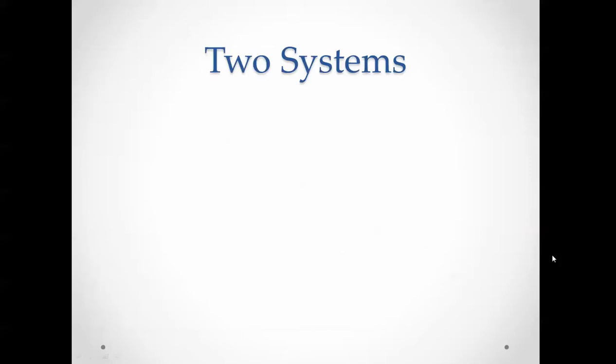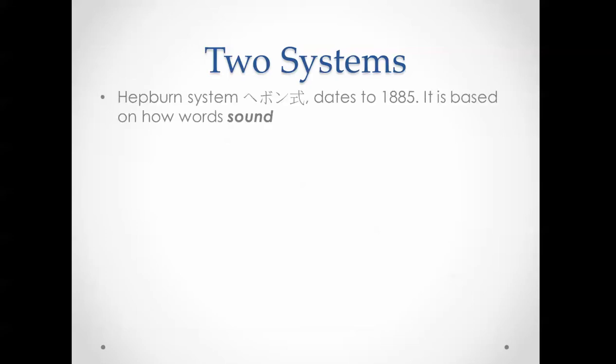Now I'm going to start by mentioning that there are two basic, largely recognized systems of romanization in Japanese studies. The first one is called the Hepburn system, and it's named for a person named Hepburn, and it dates back to 1885. Generally speaking, the Hepburn system is based on how words sound, and I'm going to explain what I mean by that in just a minute.